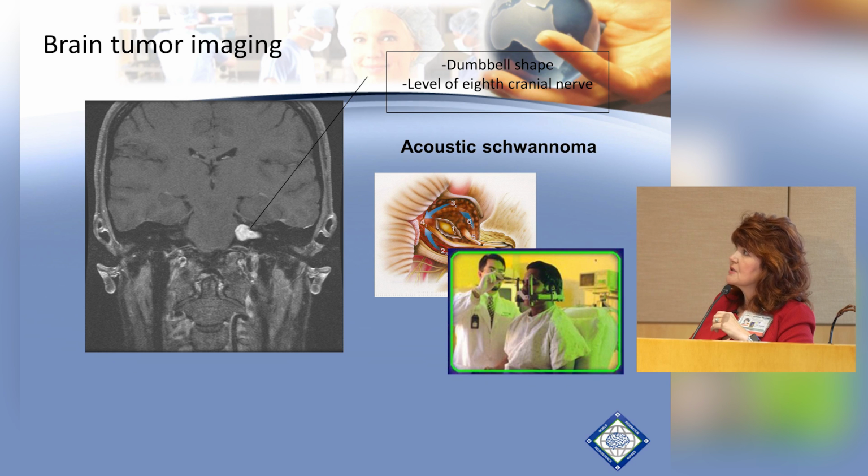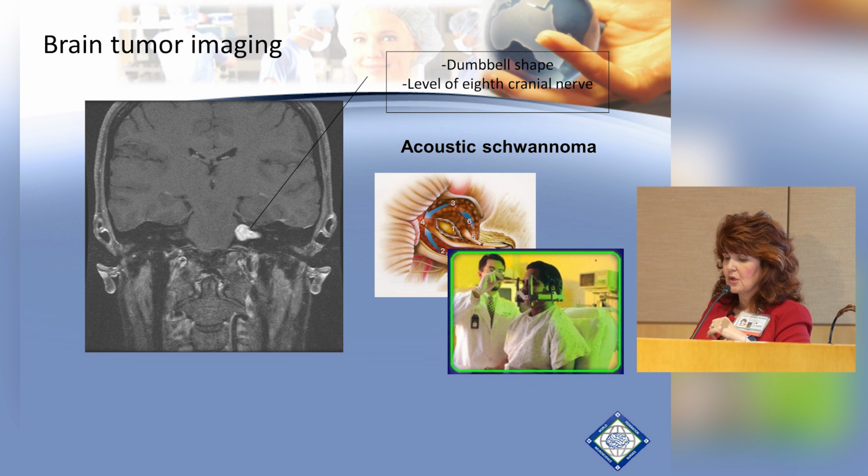So what you see here is a dumbbell-shaped tumor. I'm going to point it out right here. Do you see it? It's at the level of the 8th cranial nerve. And what does the 8th cranial nerve do? Hearing, right? Hearing. And so what this is, it's always homogeneously enhancing, really, really bright.